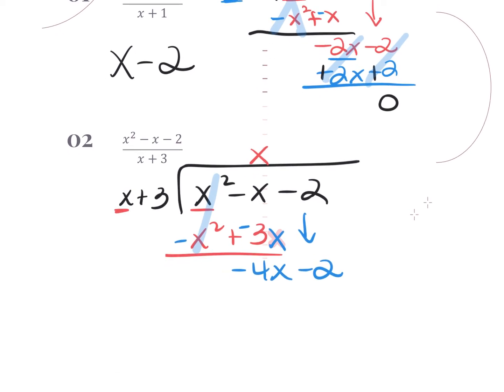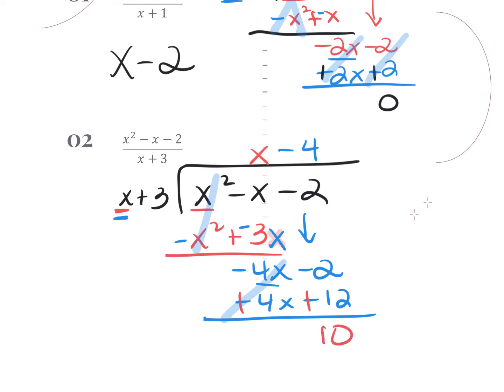What am I going to multiply x by to make it a negative 4x? I'm going to multiply it by negative 4. I'm going to distribute the negative 4. Negative 4x minus 12. Change all the signs to opposite. The 4x's cancel out. And then I get negative 2 plus 12, and I get 10.